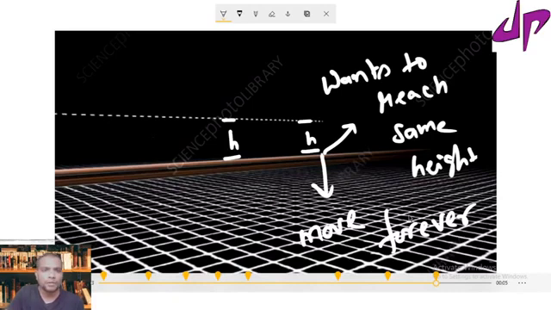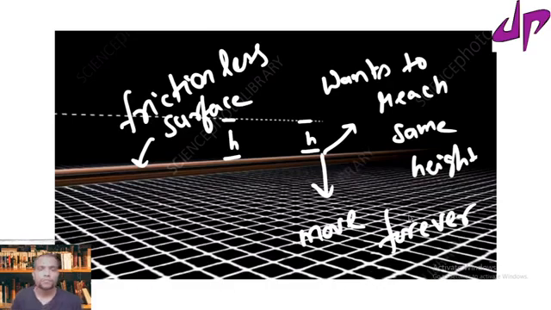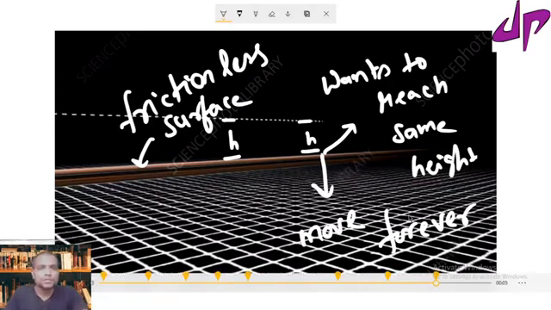The ball will move forever if this is a frictionless surface. So these are the observations made by Galileo.